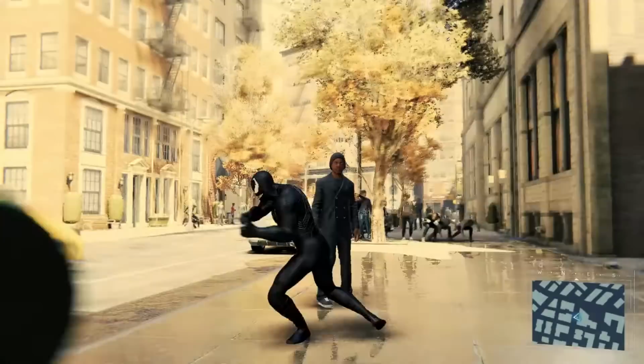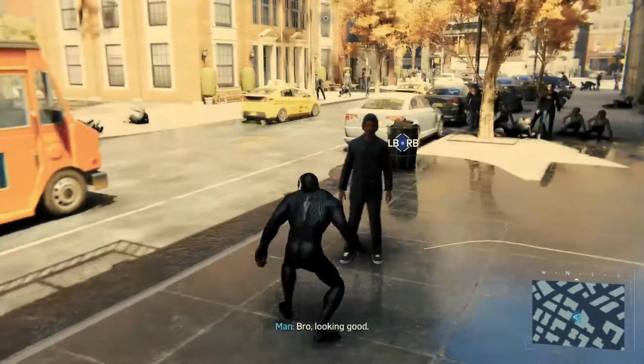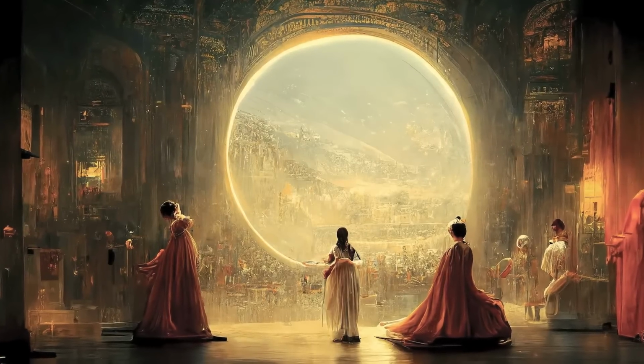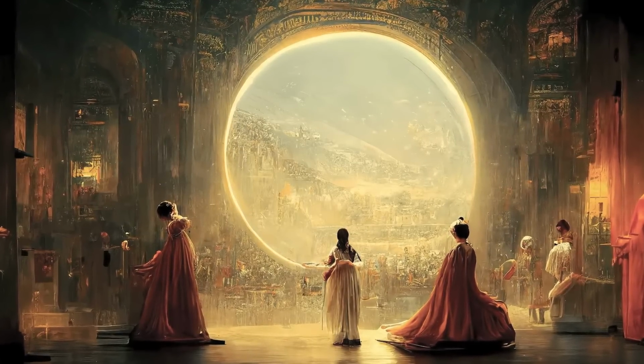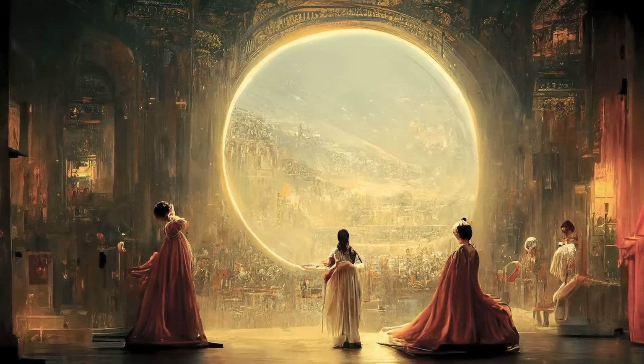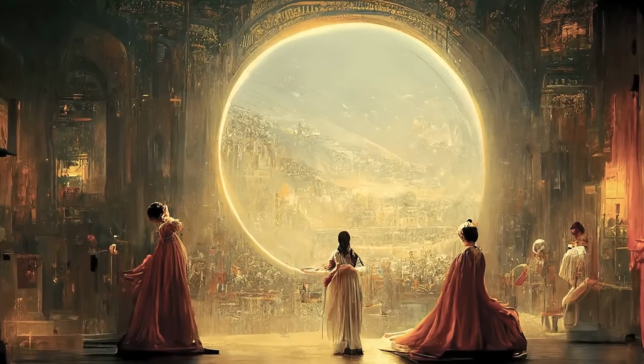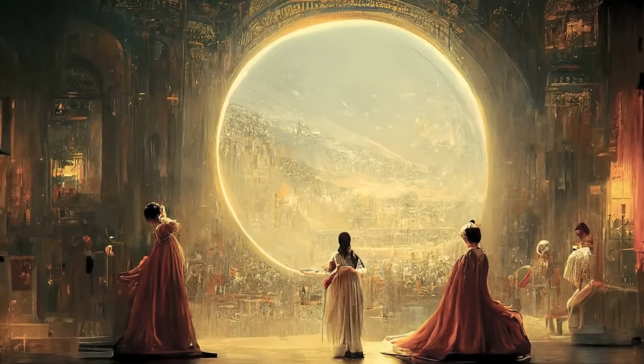As mentioned earlier, in the 2022 Colorado State Fair annual art competition, Jason M. Allen won first prize for his entry, Théâtre d'Opéra Spatial. I probably massacred the pronunciation of that, but it is what it is. However, Jason M. Allen didn't paint this, or draw it, or even illustrate it.